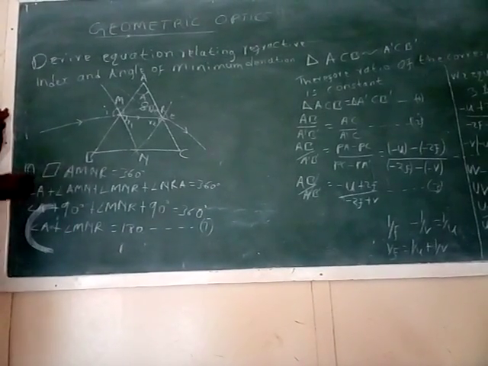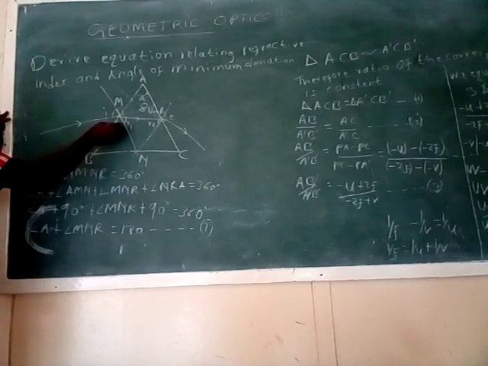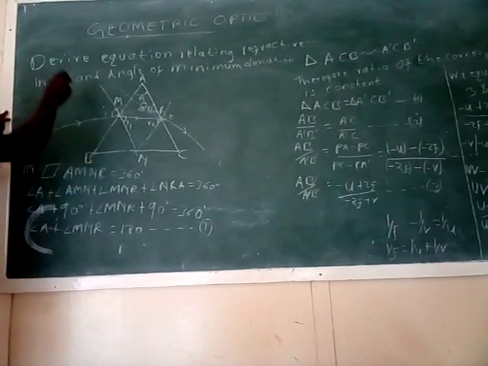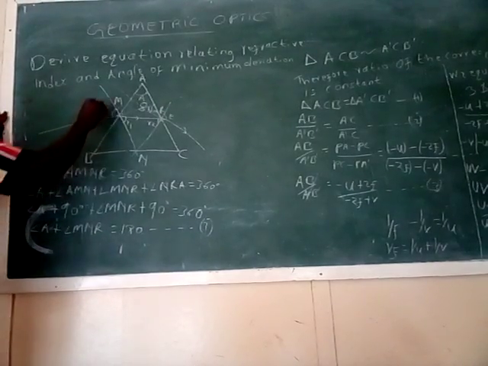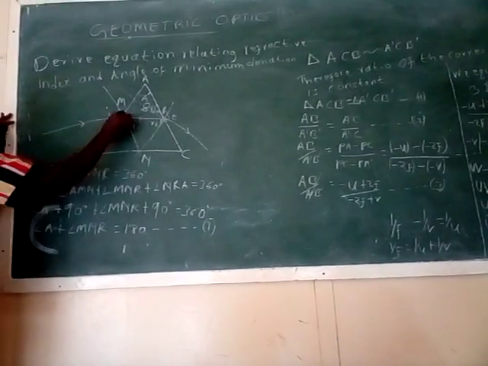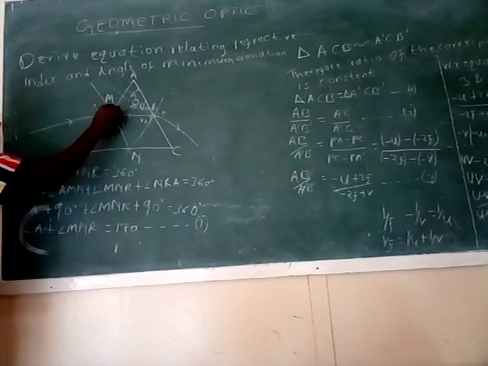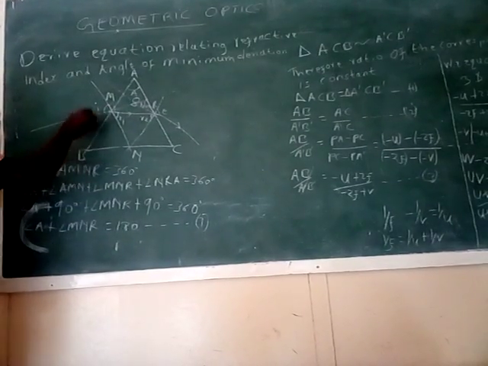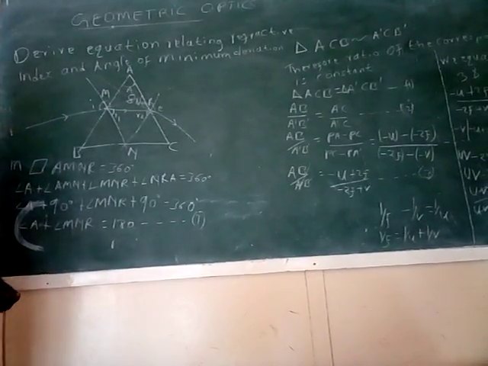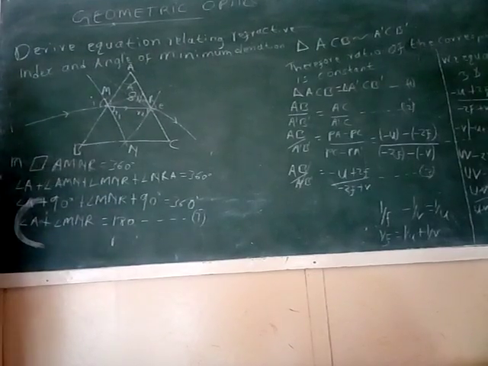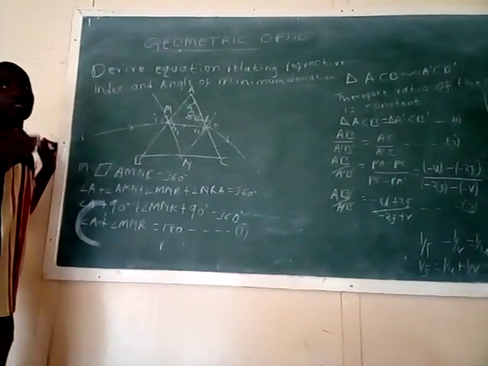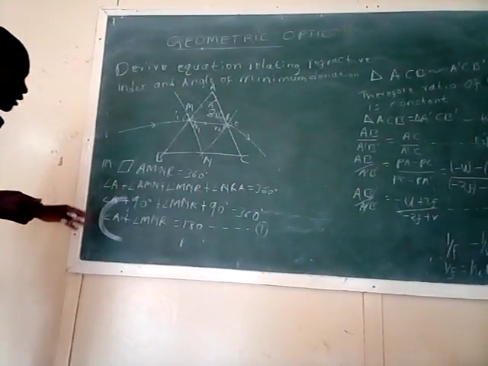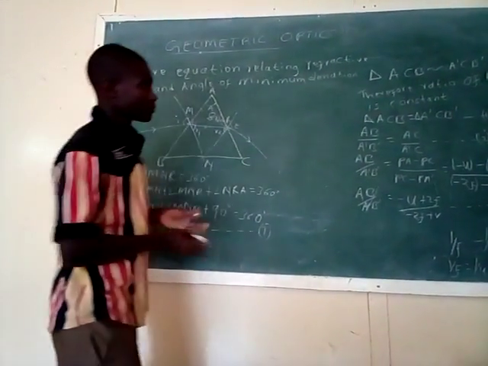Then, angle AMN is 90 degrees because this is a normal. A normal cuts the surface at 90 degrees. Because of my drawing, it will look like it's more than 90, but it is something you need to know: when a normal cuts the surface, it cuts at 90 degrees. So that is the first step. Now the second step.